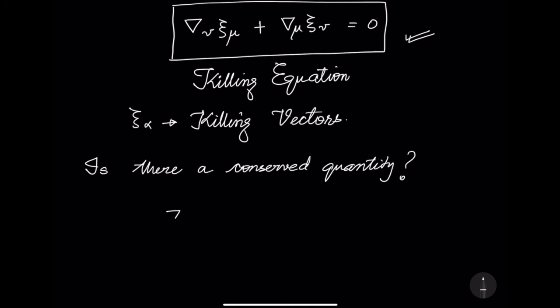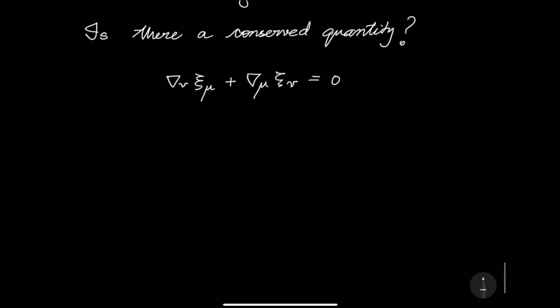So we start with the Killing equation. And when I say, is there a conserved quantity, what exactly we mean will be clear as we go along. Now, we realize that this is something symmetric. So if I interchange mu and nu, whatever the left hand side of this equation is will never change.